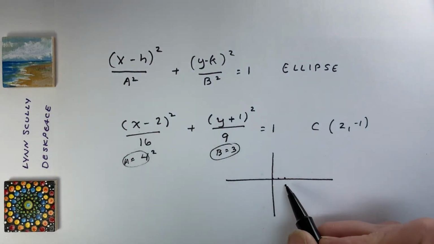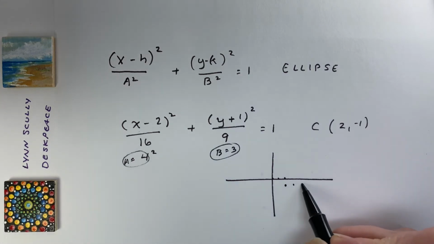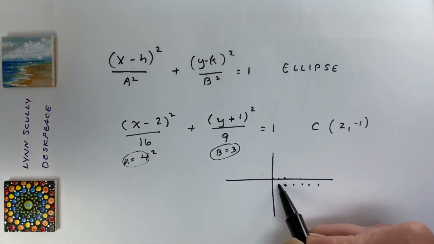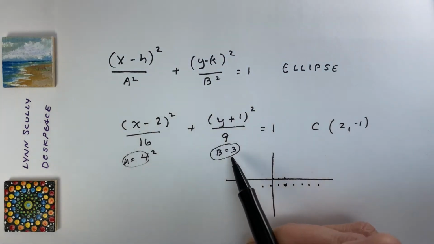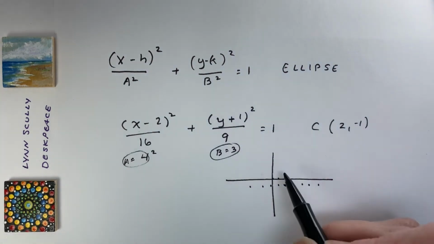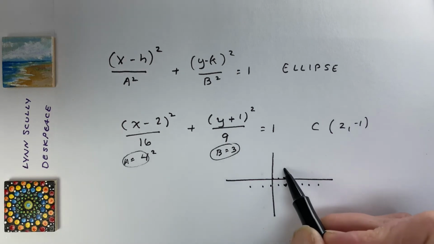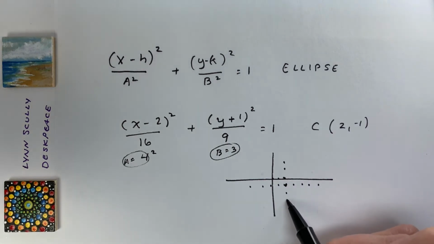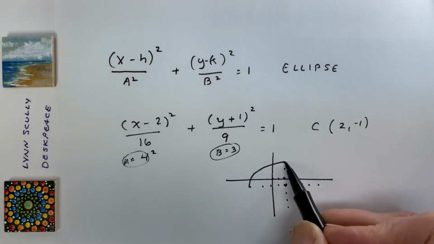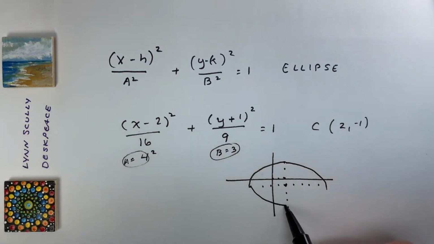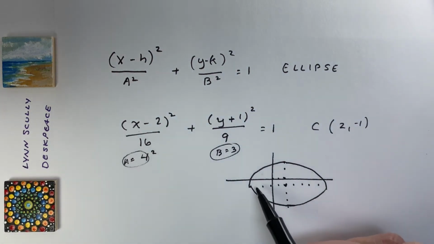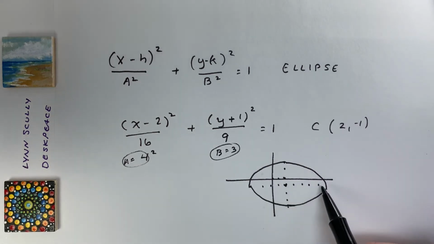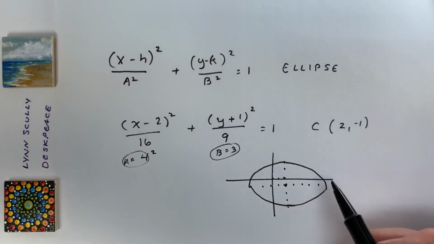So I'm going to go 1, 2, 3, 4. 1, 2, 3, 4. And now the minor axis is with the y. So I'm going to go 1, 2, 3. 1, 2, 3, and connect these. Nice ellipse. As you can see, shorter, longer. So this is the major axis. This is the minor axis.